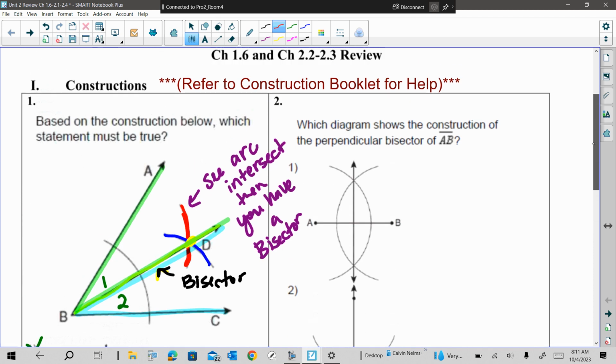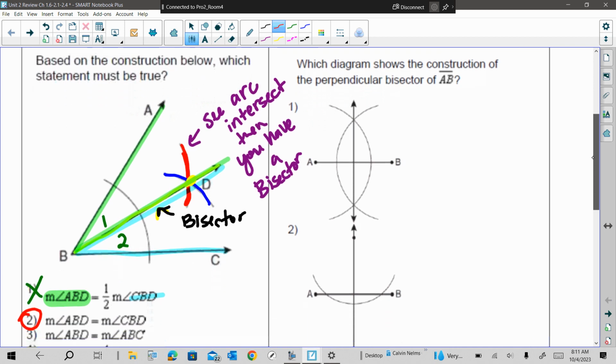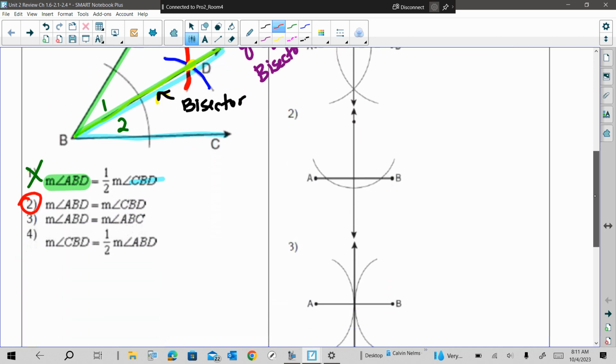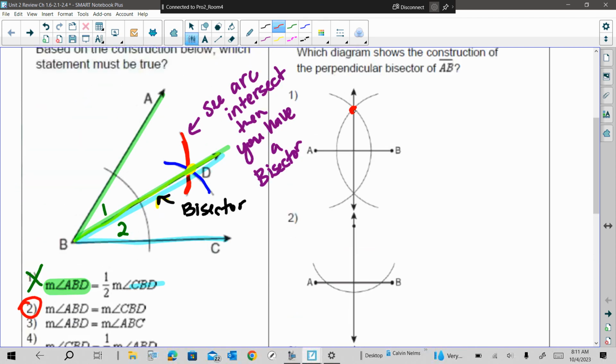On 2 here, they want to know which diagram shows a perpendicular bisector, would it be 1, 2, or 3? It would be 1. Right there, I have 2 intersections. See the arcs intersect at the 2 spots, and so that line that goes through that intersection is the bisector.